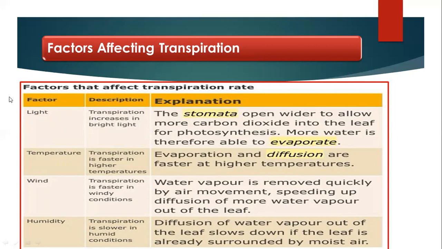So let's take one by one. Light affects transpiration in an increasing manner. So there is a directly proportional relationship between light and the rate of transpiration. Why? Because the stomata open wider to allow more carbon dioxide. If you are putting light, the rate of photosynthesis will increase in the leaves. This photosynthesis needs carbon dioxide, so the stomata will open to introduce more carbon dioxide to fulfill the increase in the rate of photosynthesis. Accordingly, as we agreed before, if the stomata are open, there will be more loss of water, and so the transpiration rate will be more.